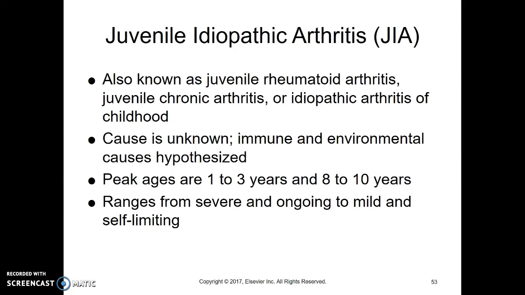Juvenile idiopathic arthritis. We used to call this juvenile rheumatoid arthritis. Now they call it idiopathic because we don't know what it's from. It may be autoimmune, it may be environmental, but we don't really know. Peak ages for this are between 1 and 3 years, and then again between 8 and 10 years.